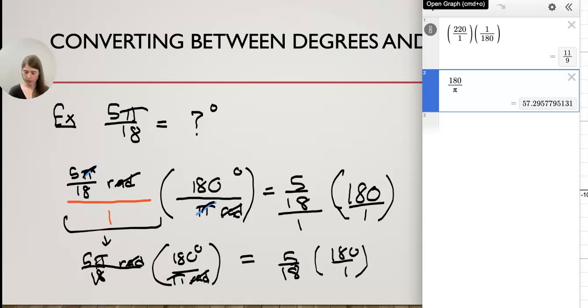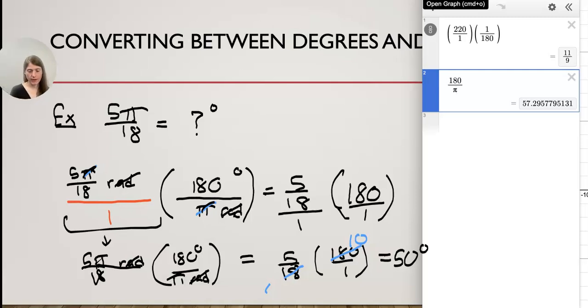So if we're thinking about simplifying this by hand and not using a calculator, it's not too bad, right? We could do it. We're going to check on Desmos in a moment. So we could reduce this to 1 and 10, and then 5 times 10 gives me 50. So 50 over 1, or 50 degrees.